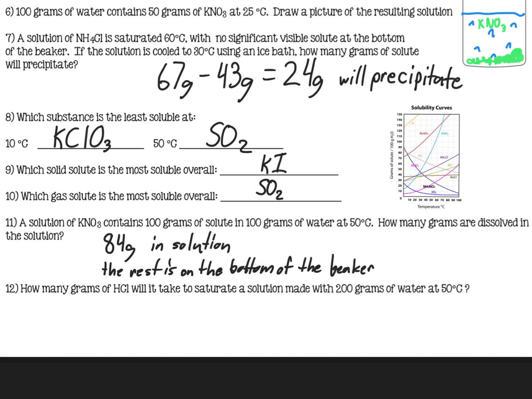Lastly, how many grams of HCl will it take to saturate a solution made with 200 grams of water at 50 degrees Celsius? Well, at 50 degrees Celsius, you go up to the beige HCl line. That's about 58 grams, but that's in 100 grams of water. We want 200 grams, so we then have to multiply that by 2 to get a total of 116 grams of HCl.